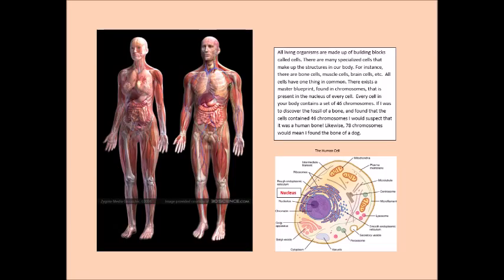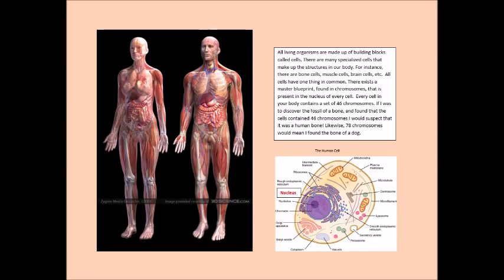All living organisms are made up of building blocks called cells. There are many specialized cells that make up the structures in our body. For instance, there are bone cells, muscle cells, brain cells, and so on. All cells have one thing in common. There exists a master blueprint found in chromosomes that is present in the nucleus of every cell. Every cell in your body contains a set of 46 chromosomes.